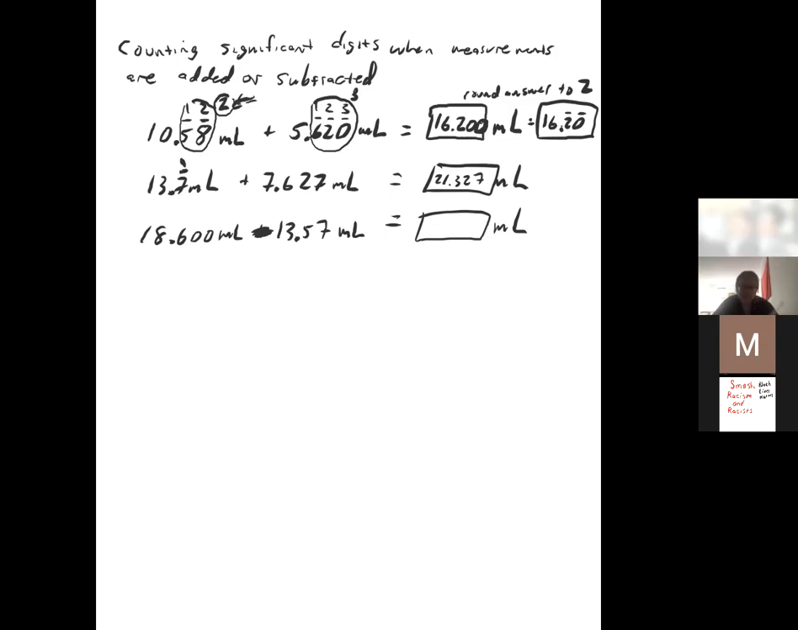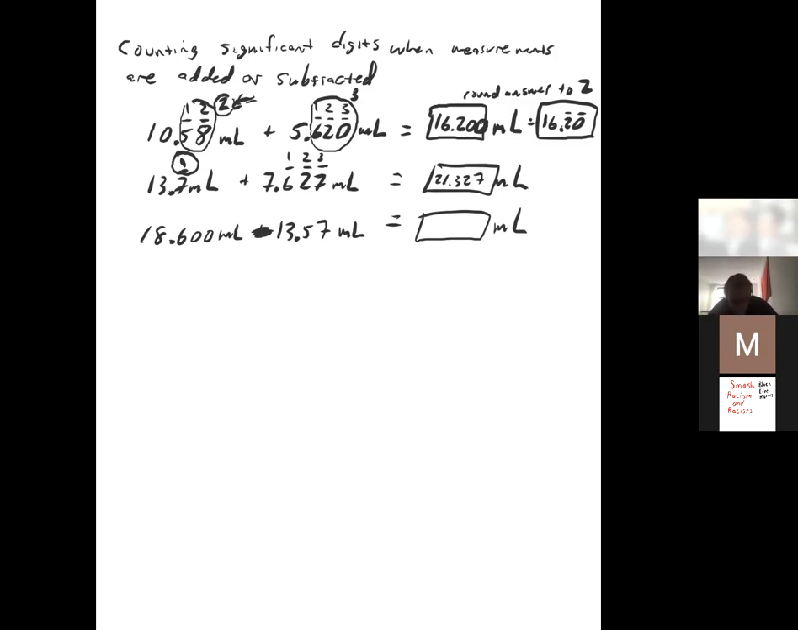Again, when you're doing addition and subtraction, don't count all the digits, just count the digits past the decimal point, to the right of the decimal point. This one goes 3 digits past the decimal point. You round your answer to the smaller number. If this one only goes 1 digit, you round it to 1.